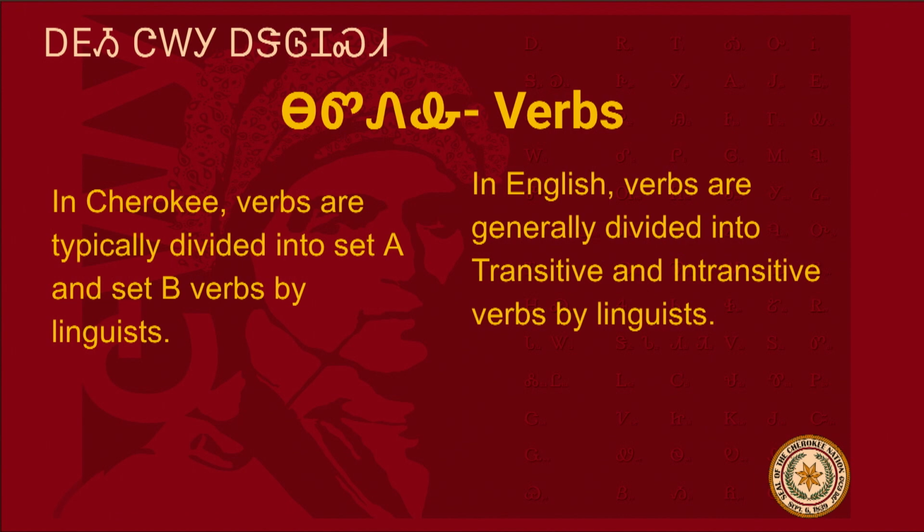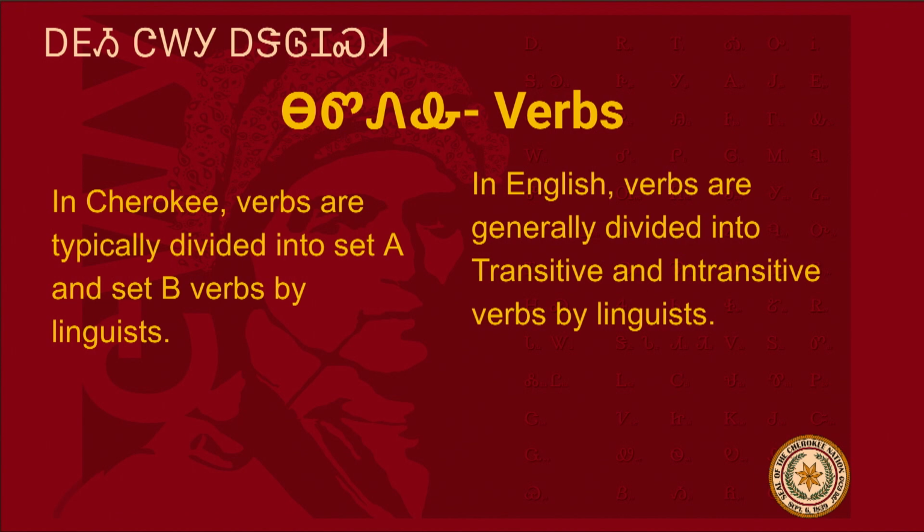In Cherokee, verbs are divided into 2 different sets, okay? We have a set A, what linguists like to call set A, and they have set B, okay? In English, we have 2 different kinds of verbs. They're divided into transitive verbs and intransitive verbs. Transitive verbs are verbs that take an object, and an intransitive verb is a verb that does not need an object.